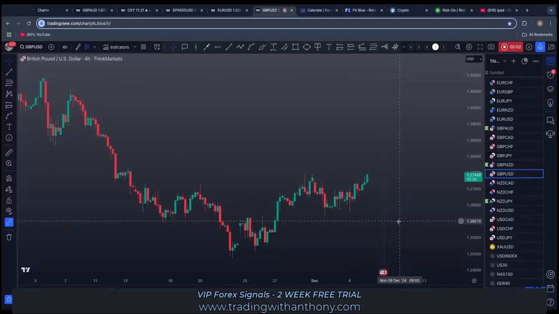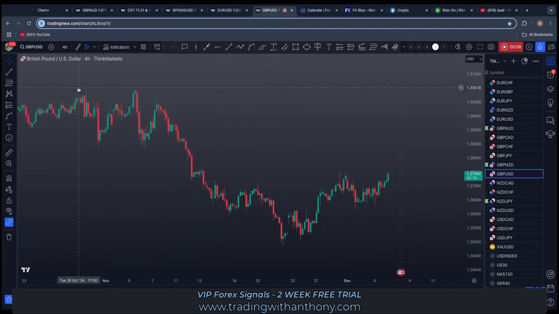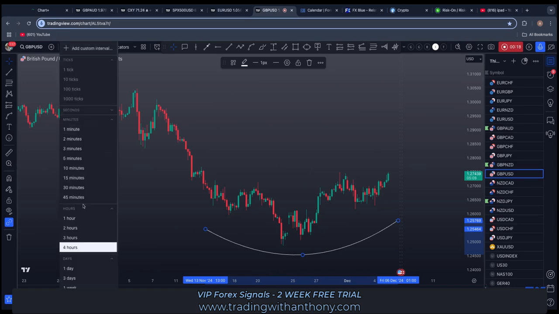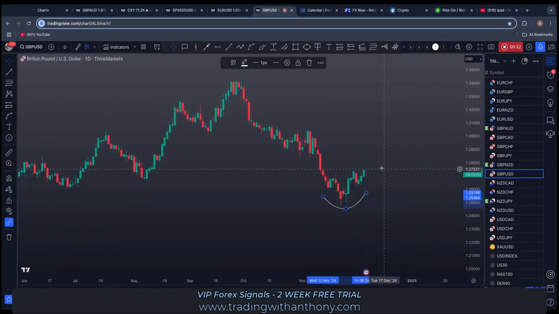Traders, we're looking at the pound dollar. So we see this price action giving us this rounded base, and I'm interested in the possibility that this actually reverses. Just go out to the daily and have a look at it. All right, there's a possibility.